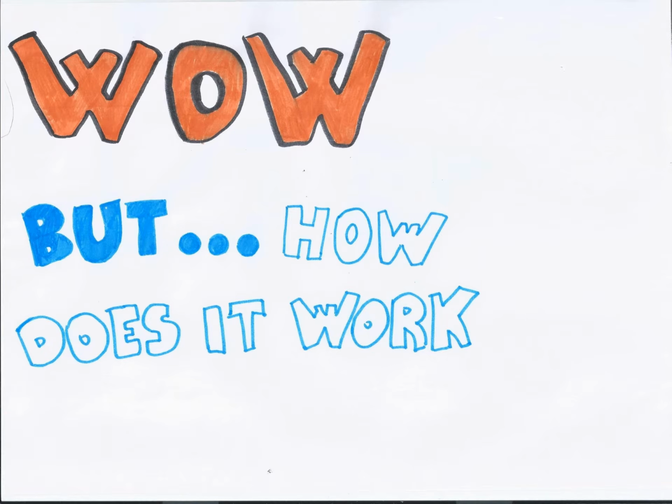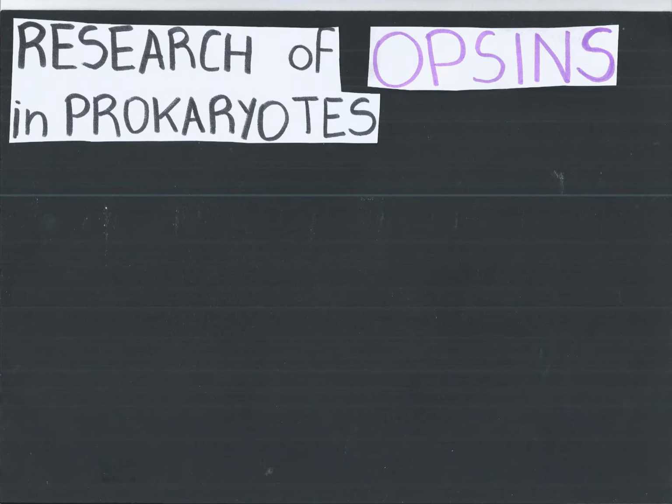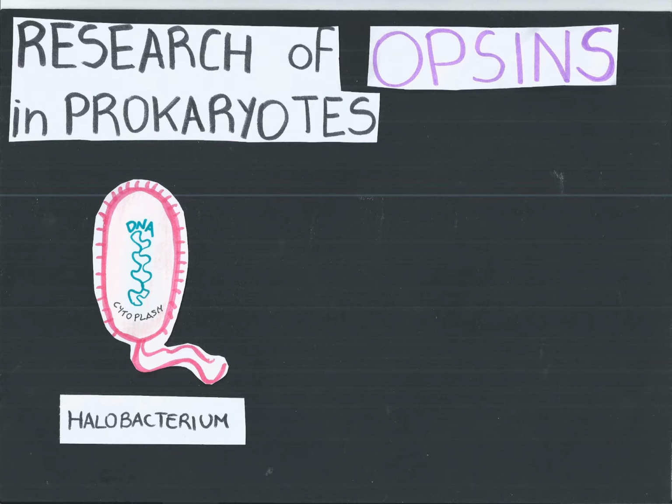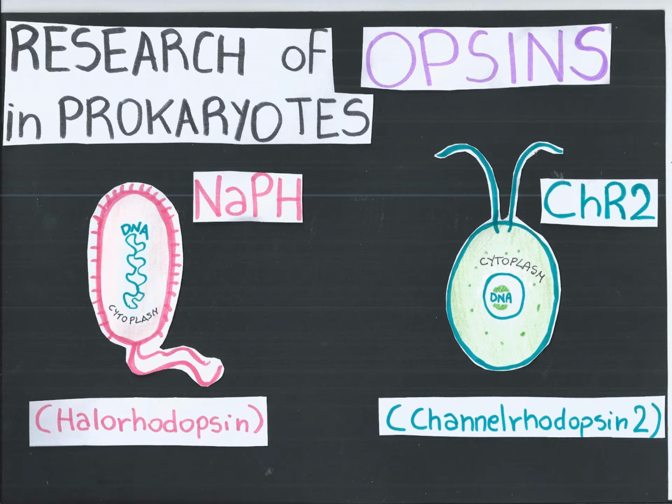But how does it work? First, you must know what opsins are. Opsins are transmembrane photosensitive proteins. Firstly, researchers have looked for opsins in prokaryotes, for example in bacteria, like in halobacteria, and in algae, like in a member of the Chlamydomonas. And in the halobacterium, they have found NpHR, which is called halorhodopsin.